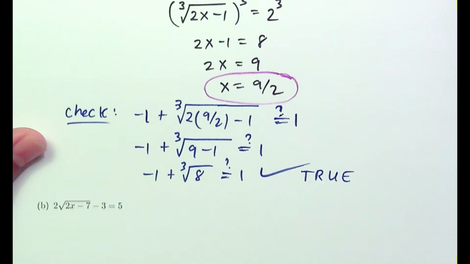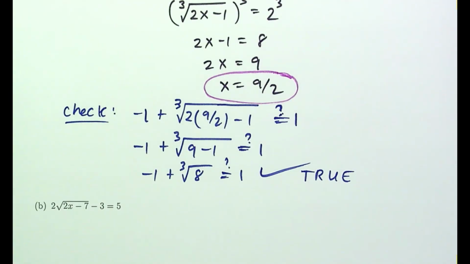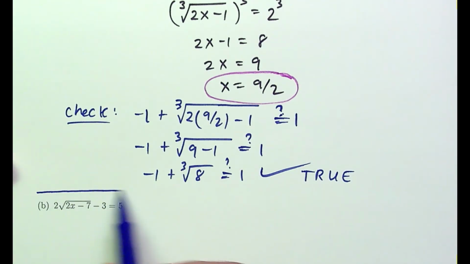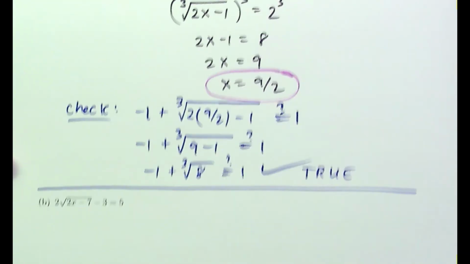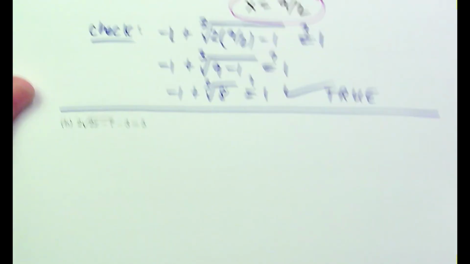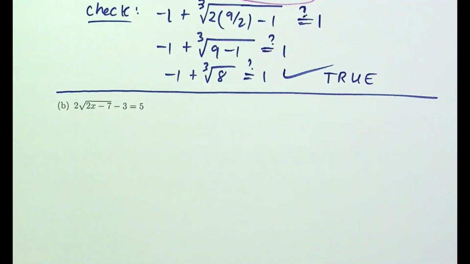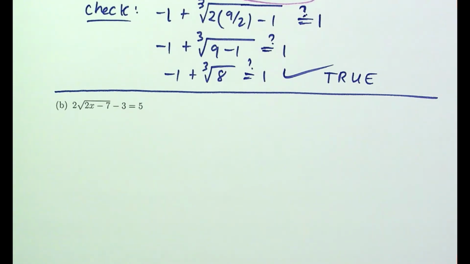Okay, and we expected that because, as I said, for equations of odd index, as long as you didn't make a mistake, the number that you find is the actual solution, it is going to work. So I didn't really need to do that for odd indices. For even indices like squares, you always have to check. Okay, try that one on your own before I do it.